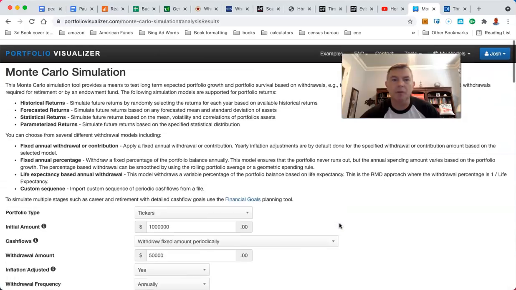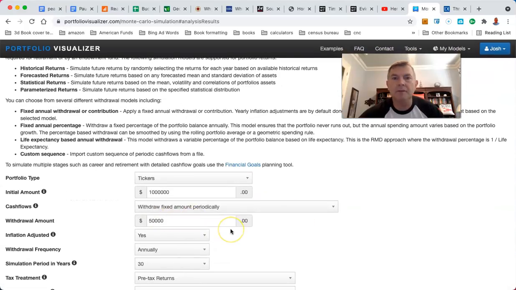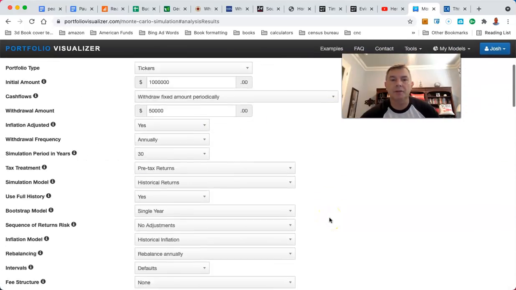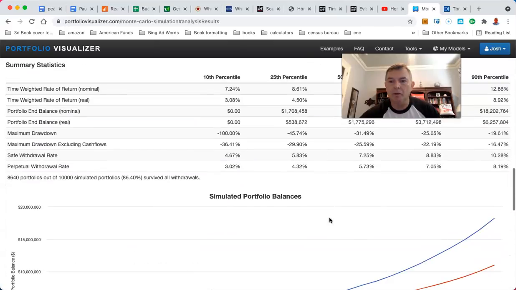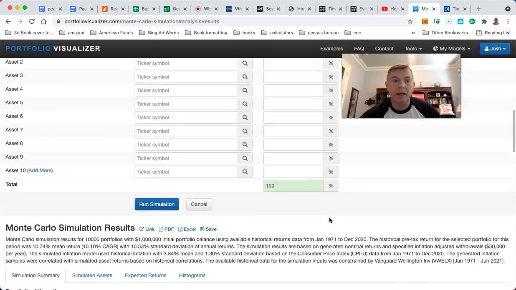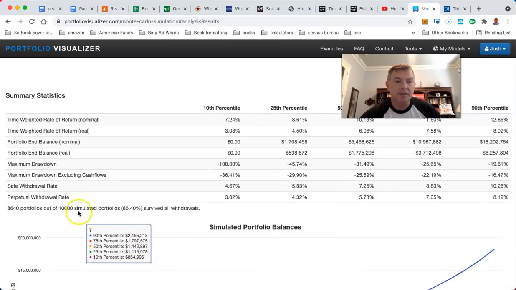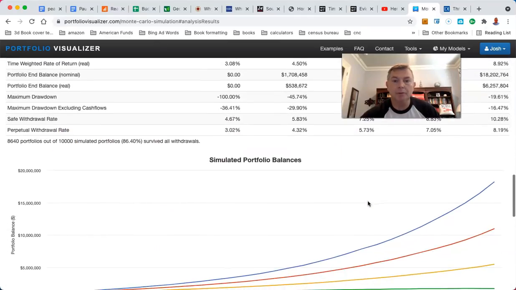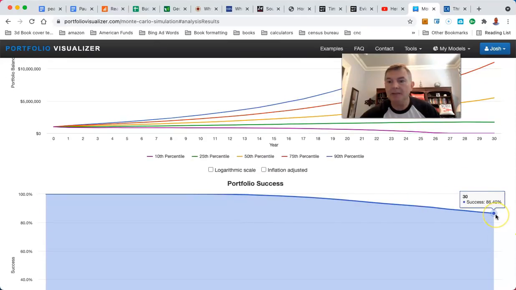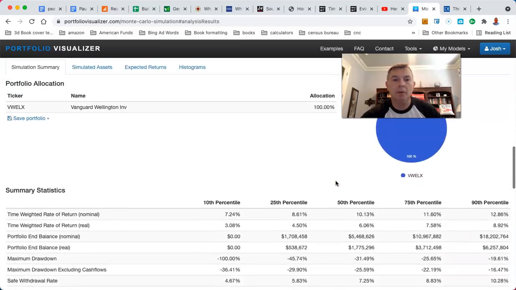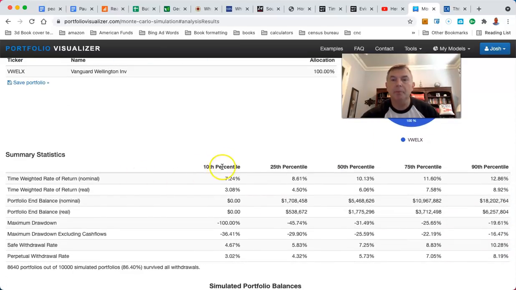Basically what this is saying is if I take 50,000 a year out, adjusted for inflation, from Wellington, going back to basically 1929, how many different iterations of this are we going to have? We've got 10,000 simulated portfolios, and 86.4% of the time we had money left. 50,000 a year, 5% adjusted for inflation. On top of that, we go up here and we can see the 10th percentile, we ran out of money. So at the 10th percentile we have negative 100% because we drew down everything.